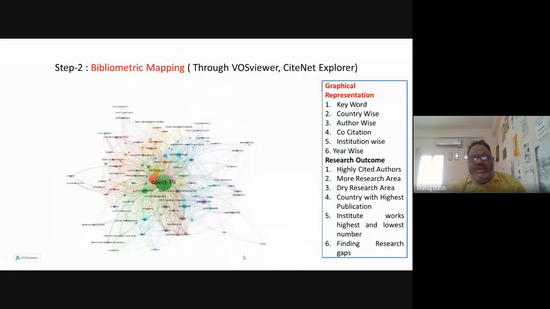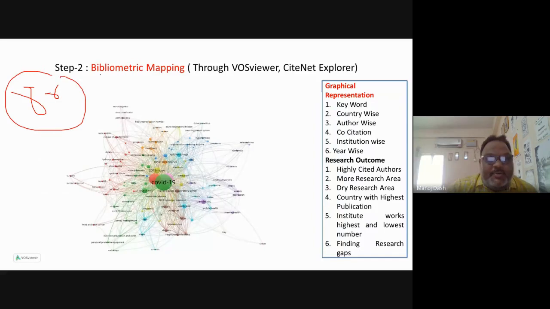Now the second step: once you have all the papers in a database, that will be 86 papers, then I will use the concept called bibliometric mapping. There are 2 open source software I am going to use, that is VOSviewer and CiteSpace Explorer. Please write down. Once you collect information from Scopus, that database will be used through VOSviewer and Cite Explorer to understand which is the most frequent keyword, country-wise, author-wise, citation-wise, institute-wise, and year-wise.